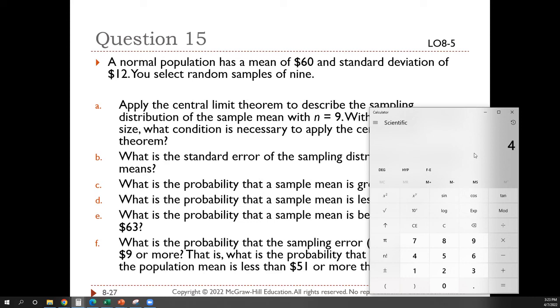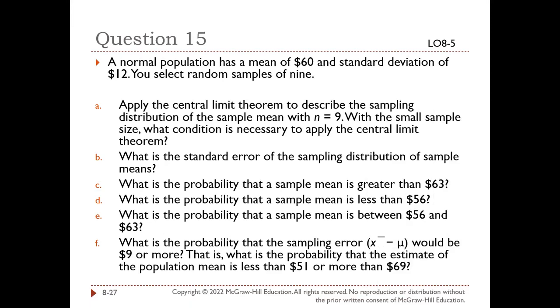We just did that. That is 4. Not too bad. So again, we do need to have a normal distribution, and our standard error of sampling is 4. What is the probability that the sample mean is greater than 63?